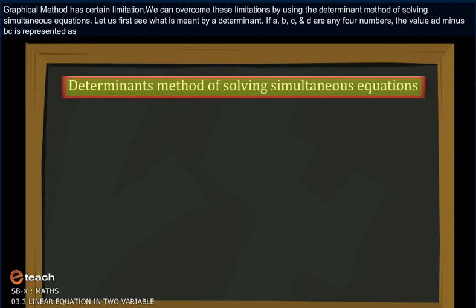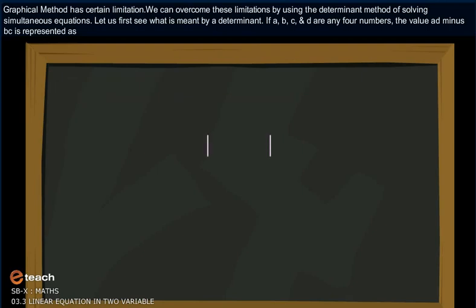Graphical method has certain limitations. We can overcome these limitations by using the determinant method of solving simultaneous equations. Let us first see what is meant by a determinant.